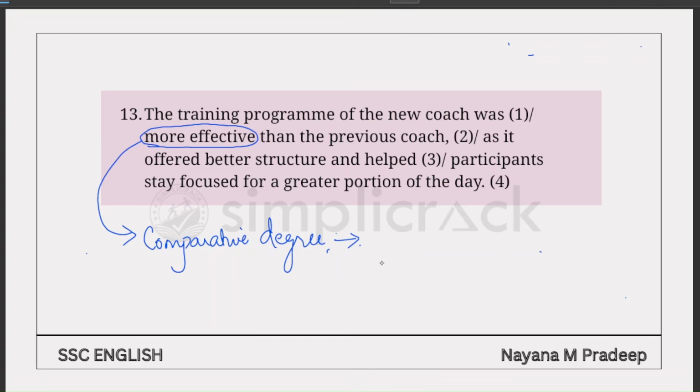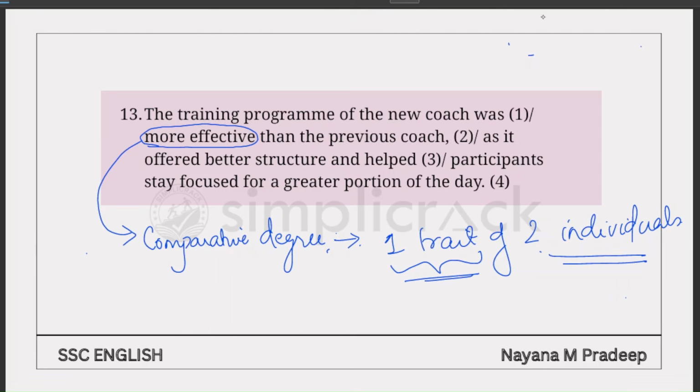Because we are comparing one single attribute, or single trait, of two individuals, two persons or two things. We use a comparative degree when you want to compare one trait of two individuals or two things. So here the comparison is between the training program of the new coach and the previous coach. But when you look at the sentence, in one part you have the training program, and in the second part it is compared to the previous coach and not the program of the previous coach.